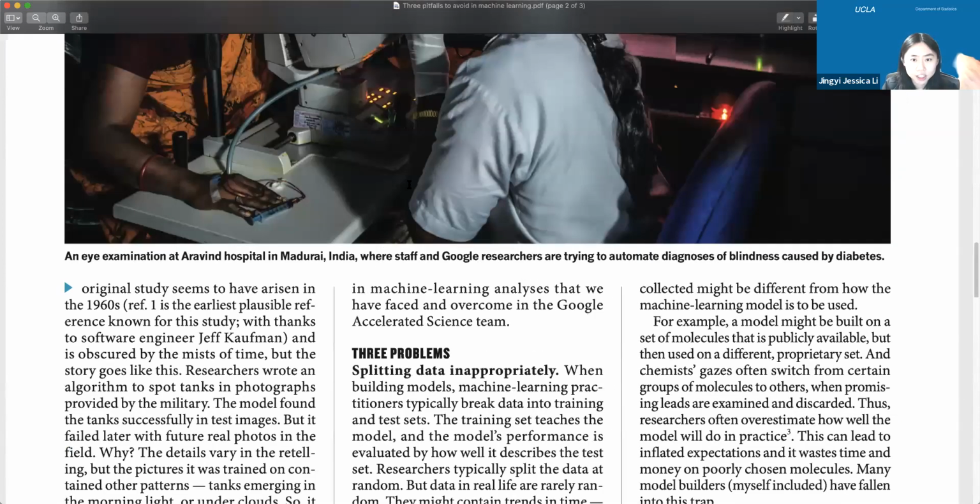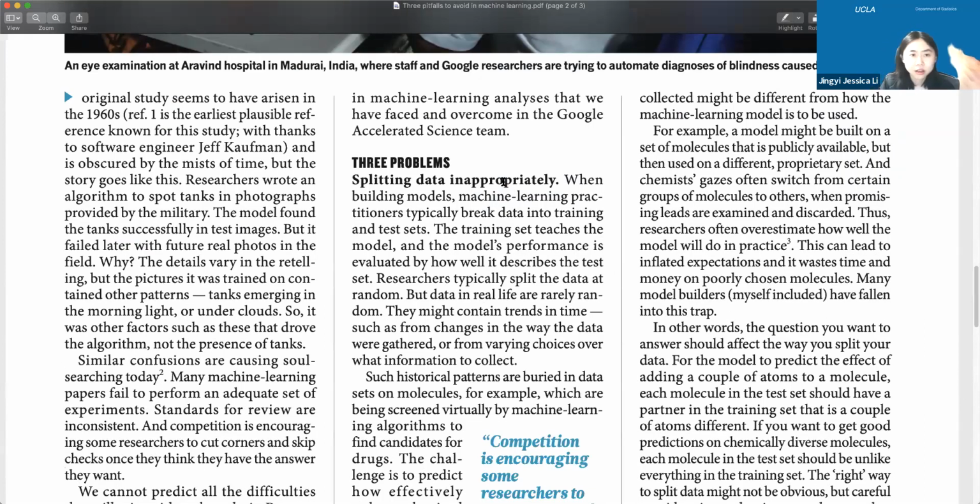The first one is splitting data inappropriately. What does this mean? In machine learning, a very common technique is called cross-validation, which many of you have probably heard of. Cross-validation means that you train your model on one part of your data, and you evaluate the prediction performance of your model on another part of the data that is not used for training.